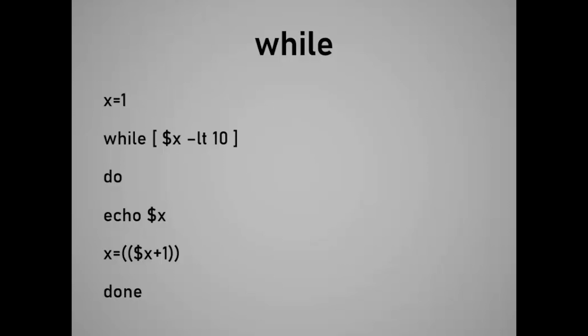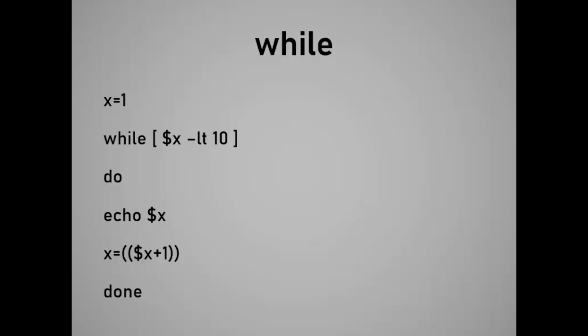So if the value of x is less than 10, which it is, it is only 1, do what? Do certain tasks. What is the task? Echo $x. So I'm going to print the value of x. Now if I close this loop here only, the condition will never become false and the loop will go on executing. So what I have done is I have increased the value of x by 1.